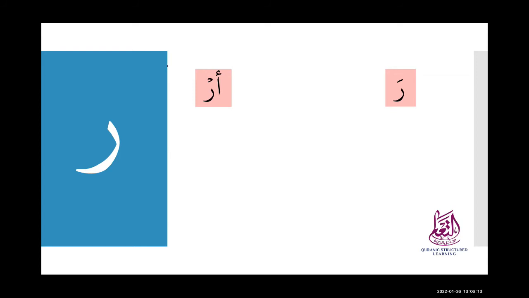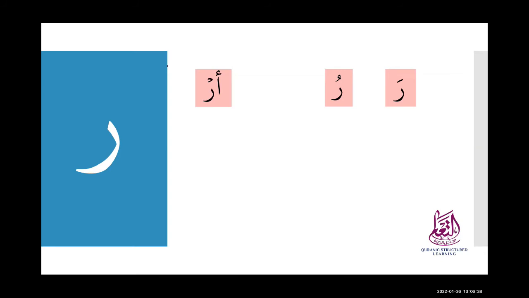Notice my jaw dropping, ra. The back of the tongue is up, slightly pushed back. This raises the direction of the voice in the mouth. So instead of saying ra, you're saying ra. Also, when the ra has a dhamma, similar thing, it's still heavy. It's still considered heavy when it has a dhamma on it. So we don't say ru, we say ru, ra, ru.